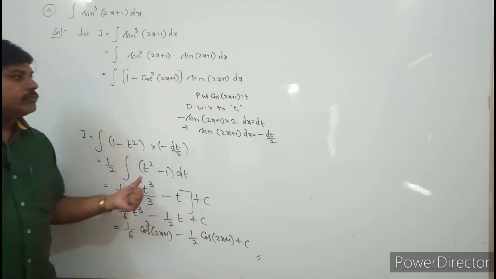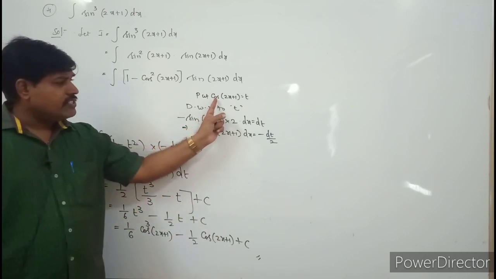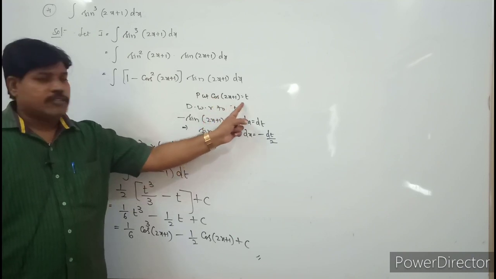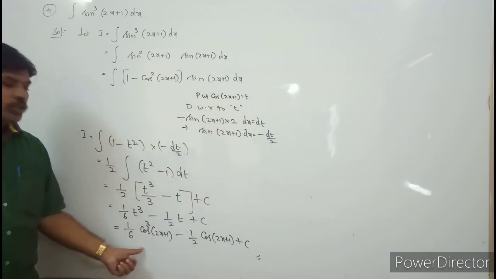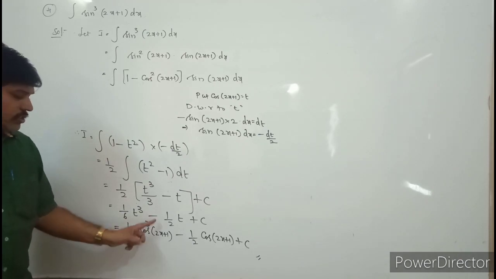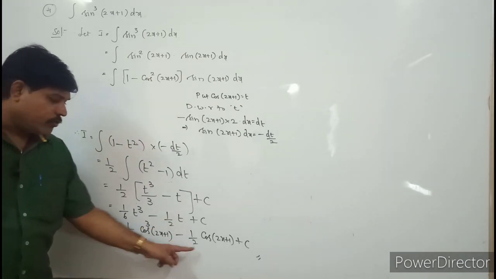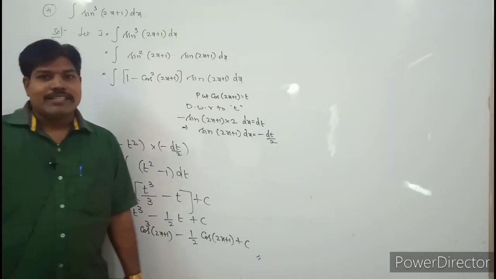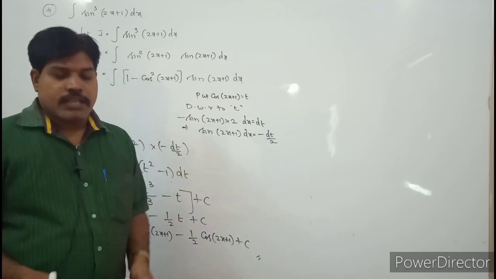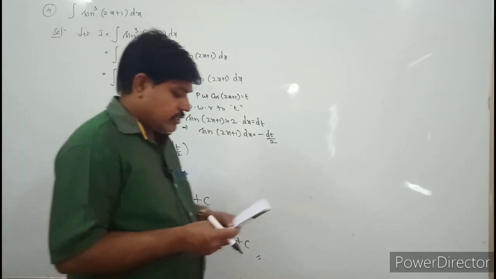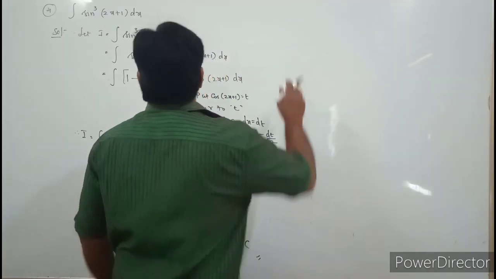What is the t value? T value is nothing but cos of 2x plus 1. Just replace the value, you will get the answer: 1 by 6 into cos cube of 2x plus 1 minus 1 by 2 into cos of 2x plus 1 plus c. All are understood, students? So see that question and see the next question, question number 5.